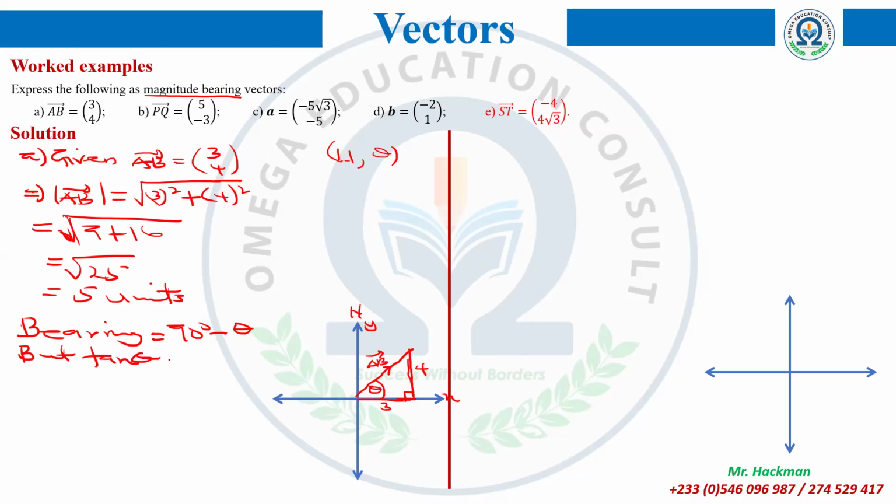So theta will be equal to what? Opposite, which is 4, over the adjacent, which is 3. All correct. So it means theta will be equal to tan inverse of what? 4 on 3. Am I right? So use your calculator to do that for me. I'm waiting.